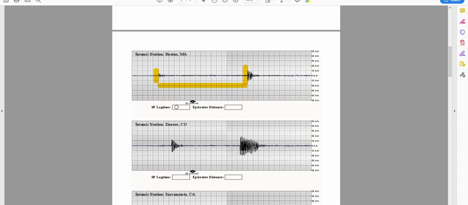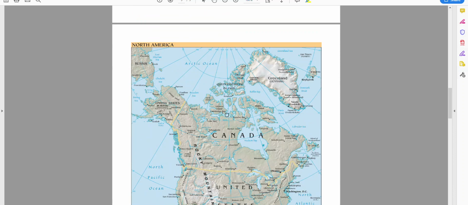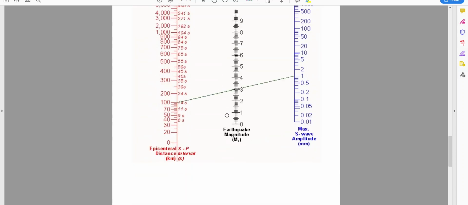Yep, 340. So 340 seconds is your S&P lag time. Okay, so we don't know the distance yet, but we can get that using this information, using the 340 seconds. So we come down here, got to go past the map, all the way down here.